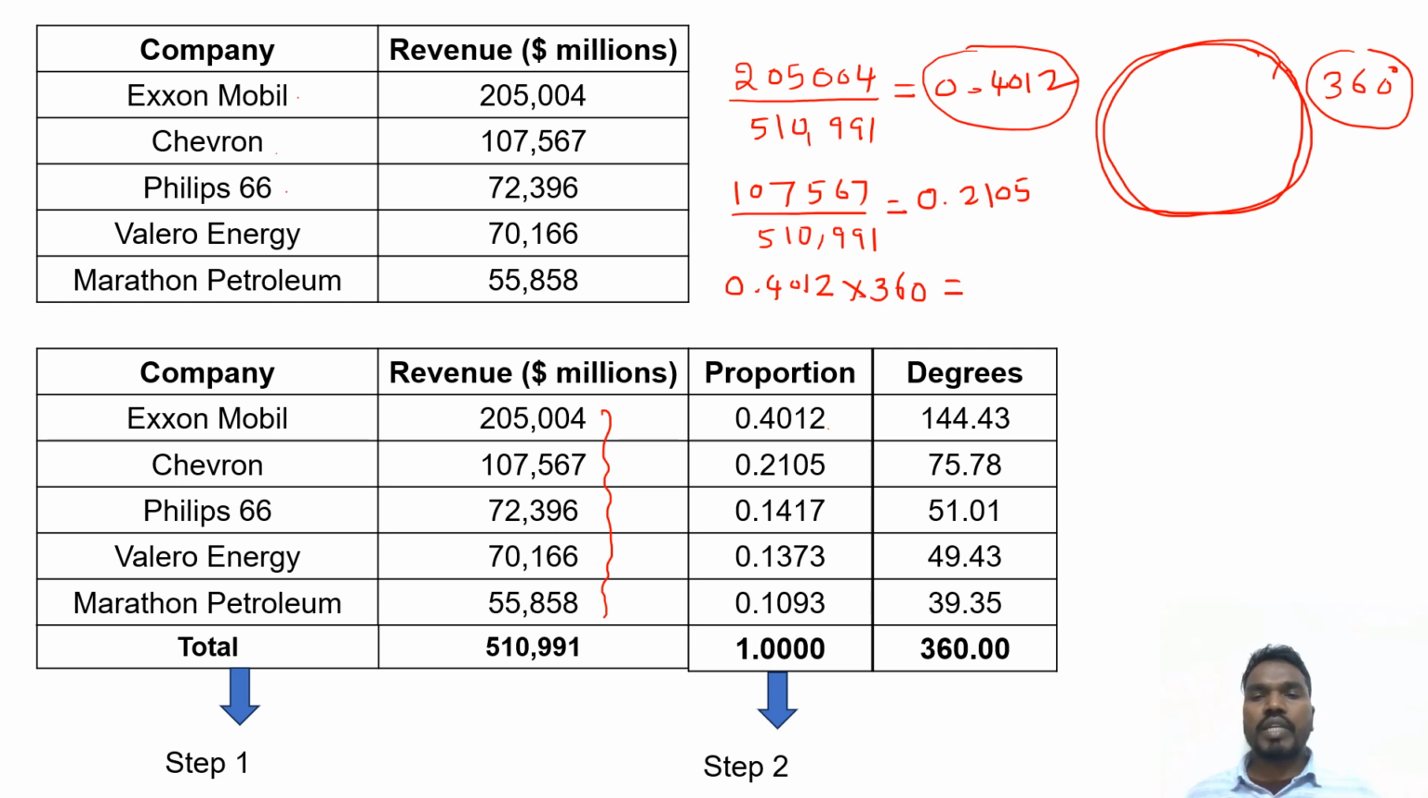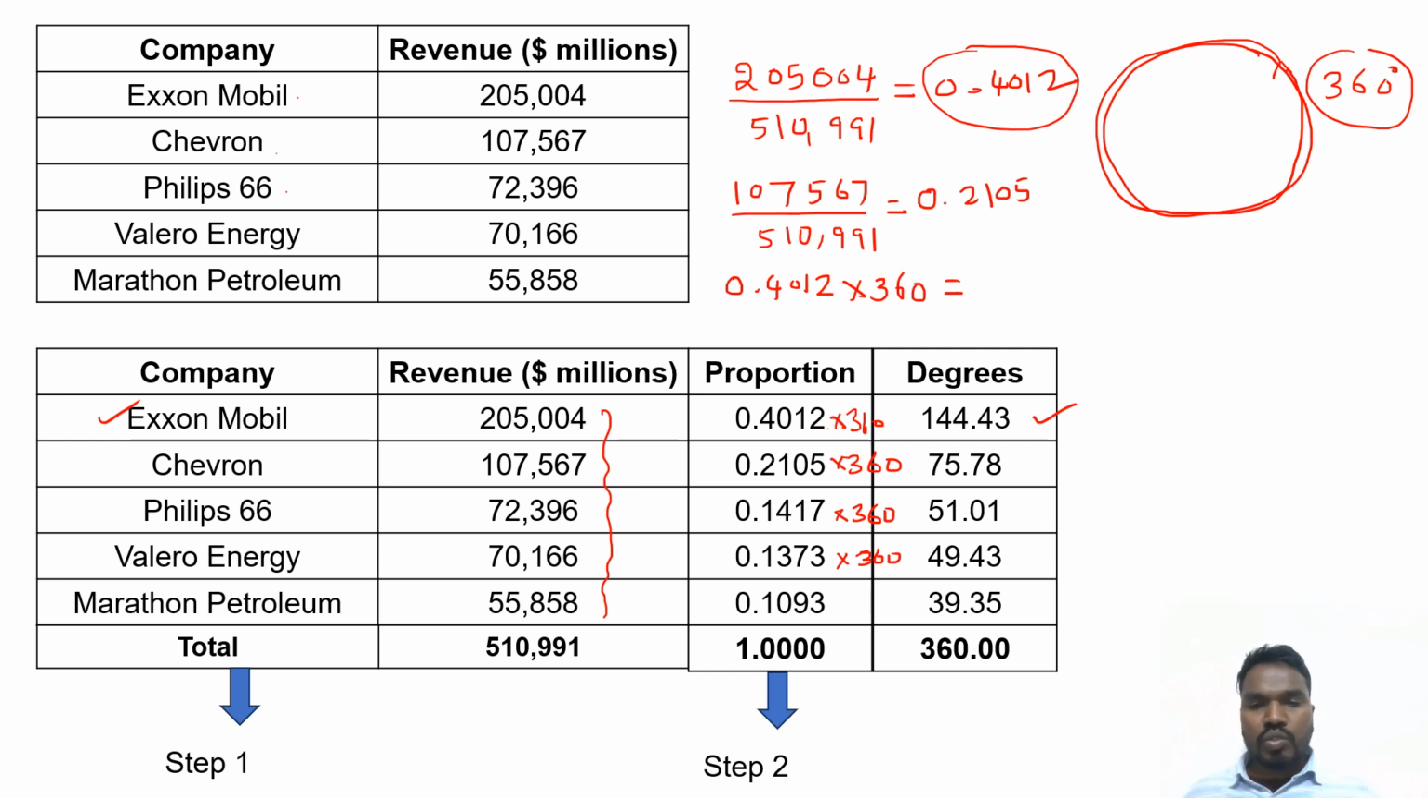So then you would be getting the angle for each, right? So therefore Exxon Mobil will carry 144.43 degrees out of total 360, and 75 points. Similarly, if you multiply each proportion with 360, then you would be getting the corresponding degree for each company. Clear? So, and also see, you need to be very careful when you are doing this step 2.